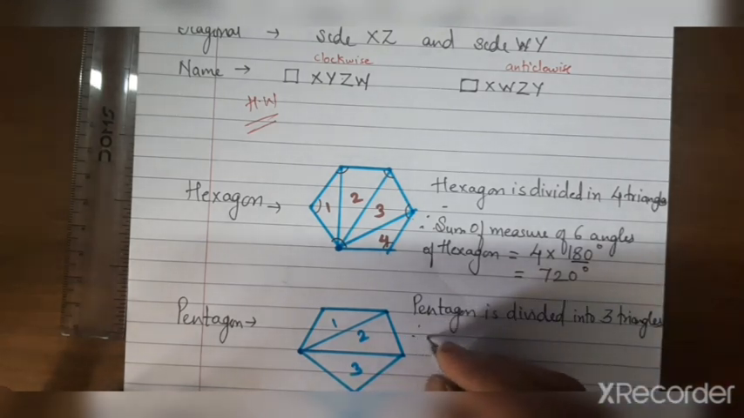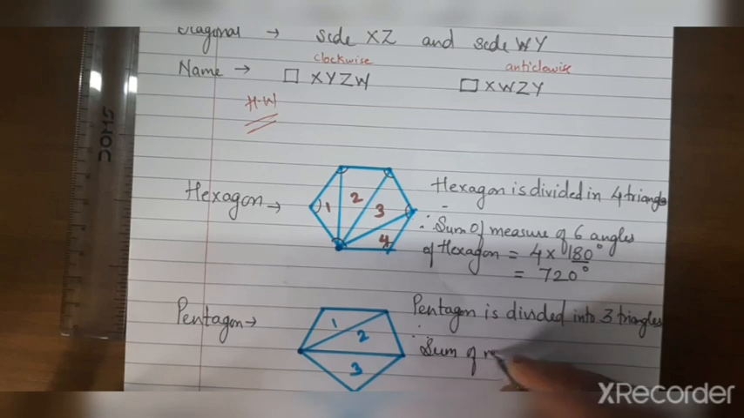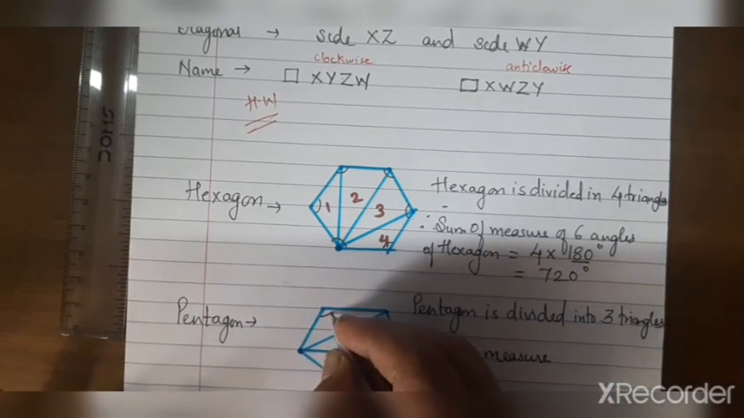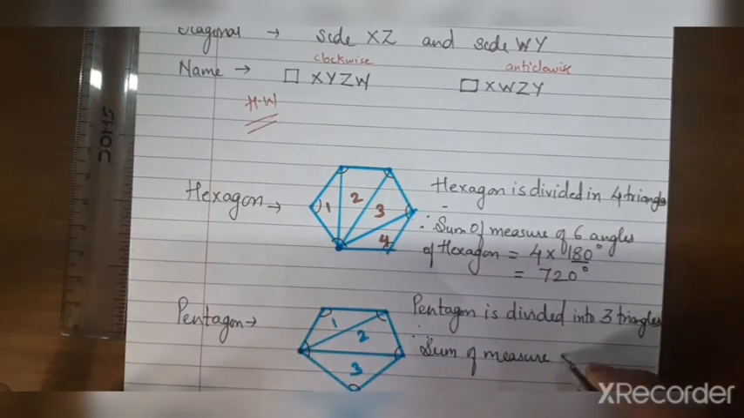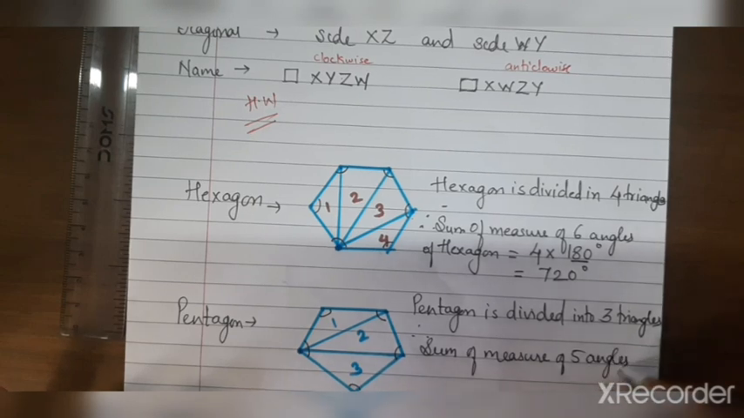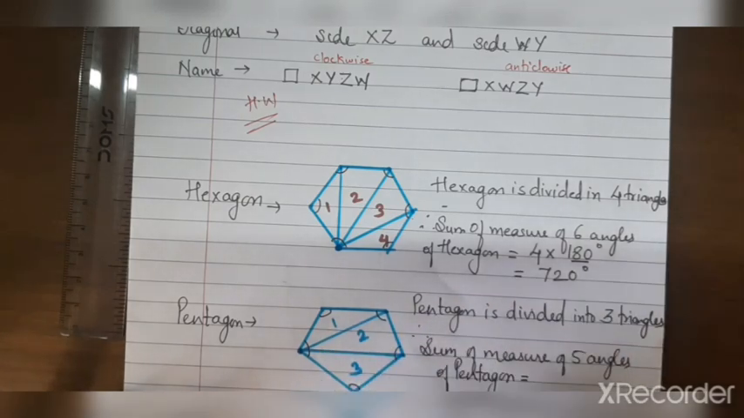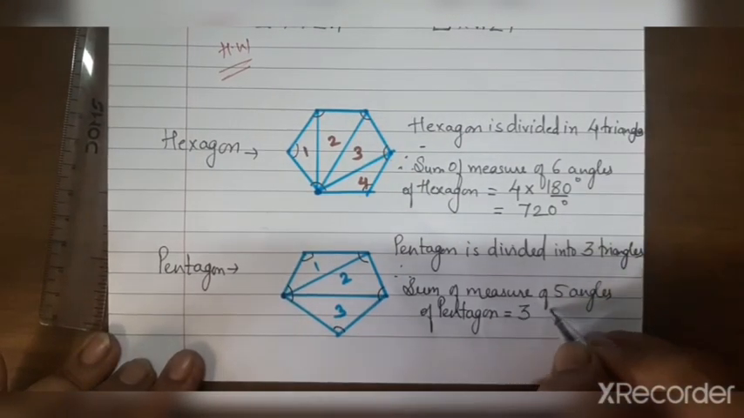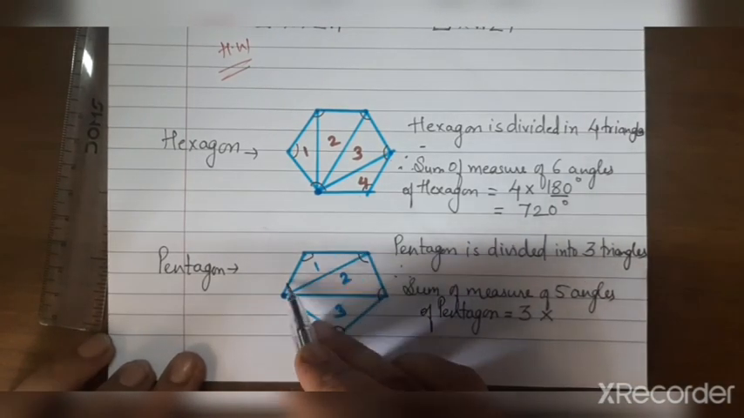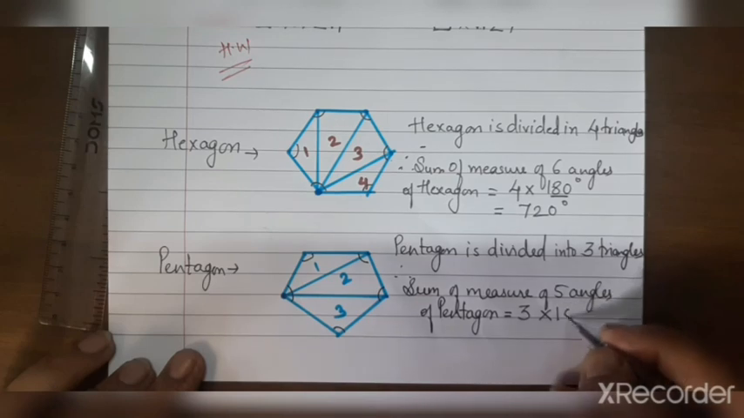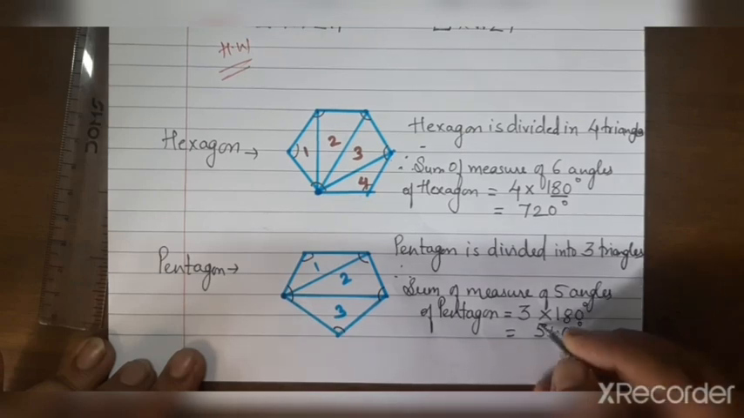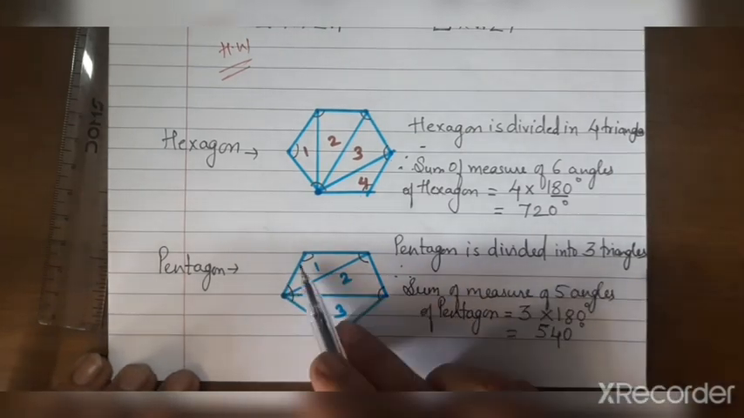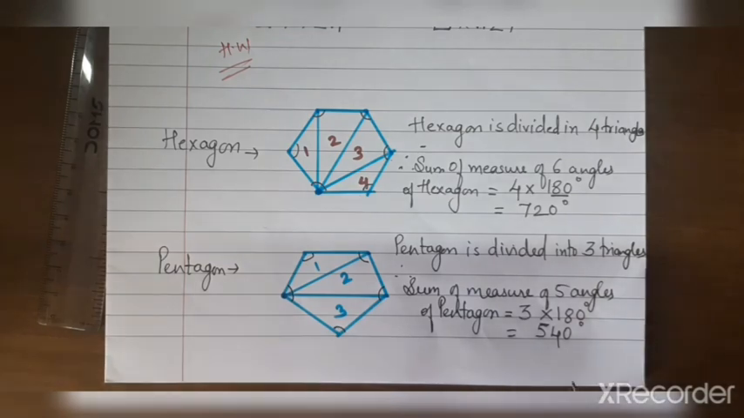Okay. Now therefore the sum of the measure of how many angles? Pentagon has how many angles? 1, 2, 3, 4, 5. So the sum or the addition of the measure of 5 angles of the pentagon is how much? We don't know. So how to find? If one triangle is 180 degrees, we have 3 triangles, correct? If one triangle measure is 180 degrees, the 3 triangles will be 3 into 180 degrees, which is equal to 540 degrees. So the measure of the angles of a pentagon is 540 degrees.